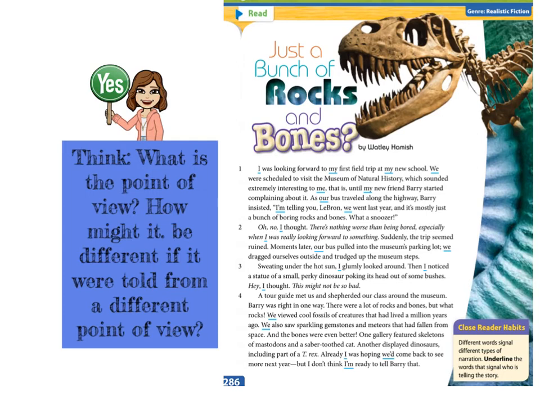Paragraph 4. A tour guide met us and shepherded our class around the museum. Barry was right in one way. There were a lot of rocks and bones. But what rocks? We viewed cool fossils of creatures that had lived 1,000,000 years ago. We also saw blank gemstones and meteors that had fallen from space. And the bones were even better.